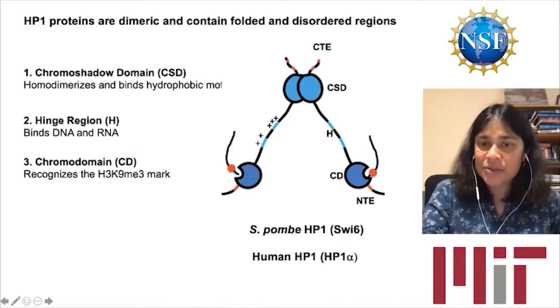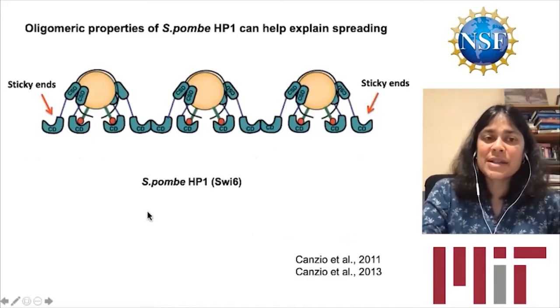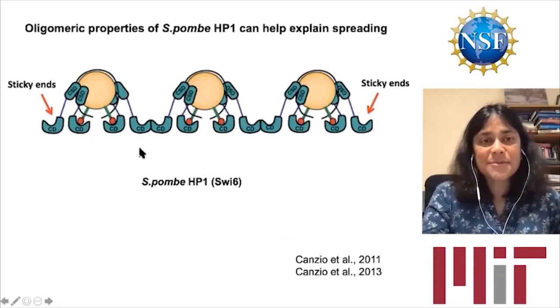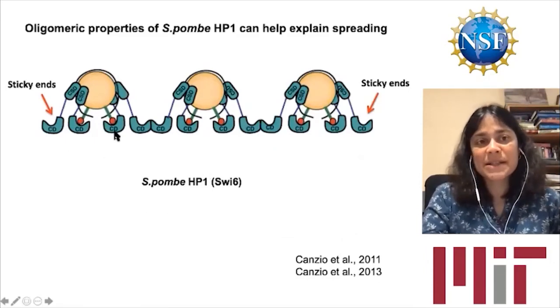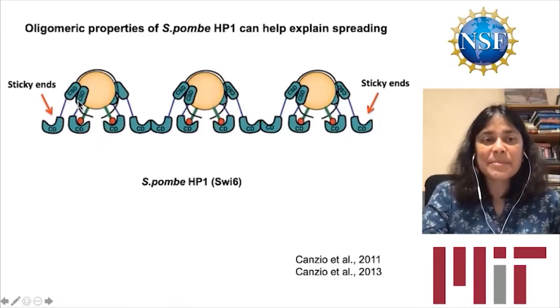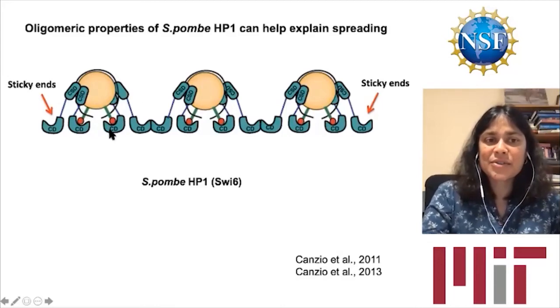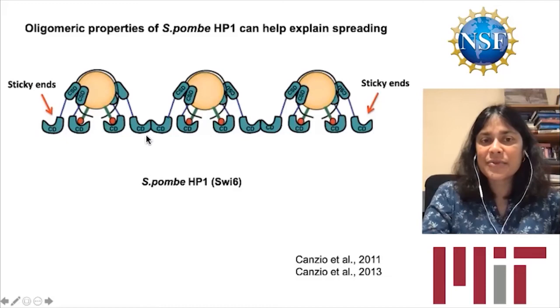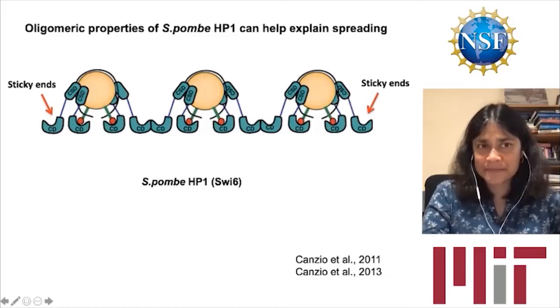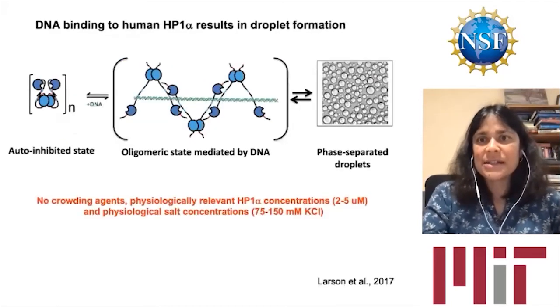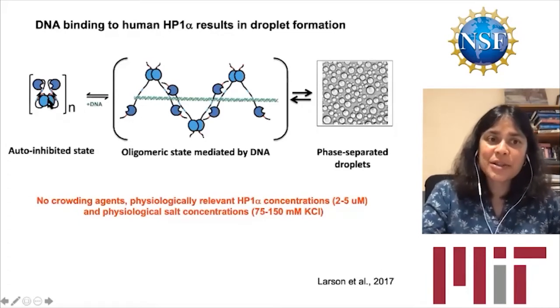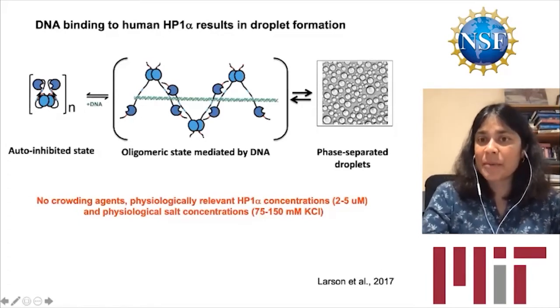So using the Pombe protein Swi6, we learned several years ago that this protein can oligomerize across chromatin, and oligomerization is enabled by a specific architecture of this molecule on chromatin, where four molecules of Swi6 bind to a single nucleosome, creating sticky ends that form oligomerization interfaces. A little more recently, we found that the human HP1 molecule, HP1 alpha, can form phase-separated droplets.